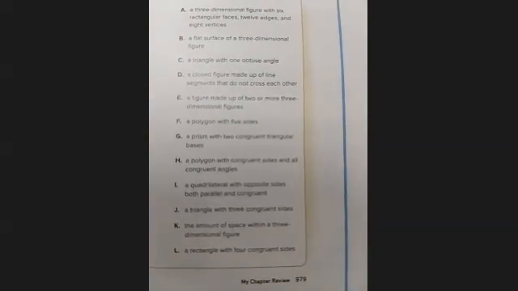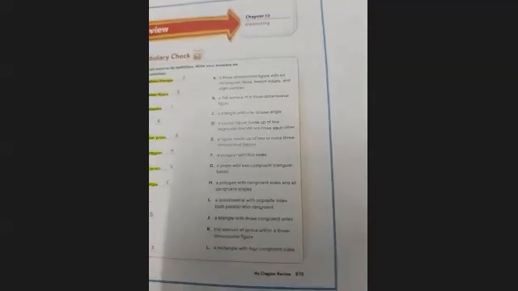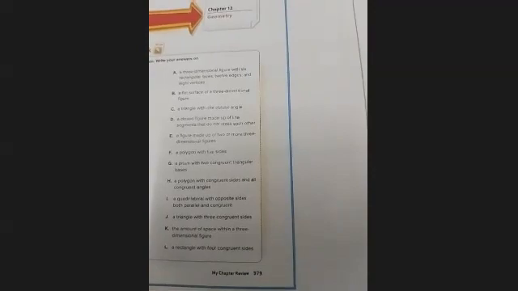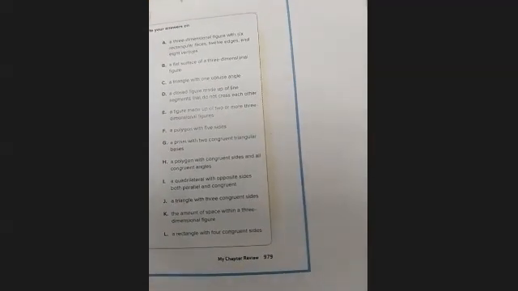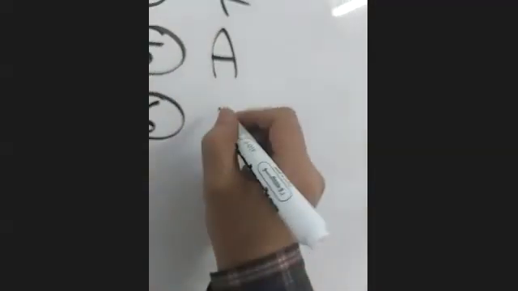What is the regular polygon? Do you know? A polygon that has 4 congruent sides and angles. Excellent. H. What is in H? Polygon with congruent sides and all congruent angles. So question 6, the answer is the definition in H.